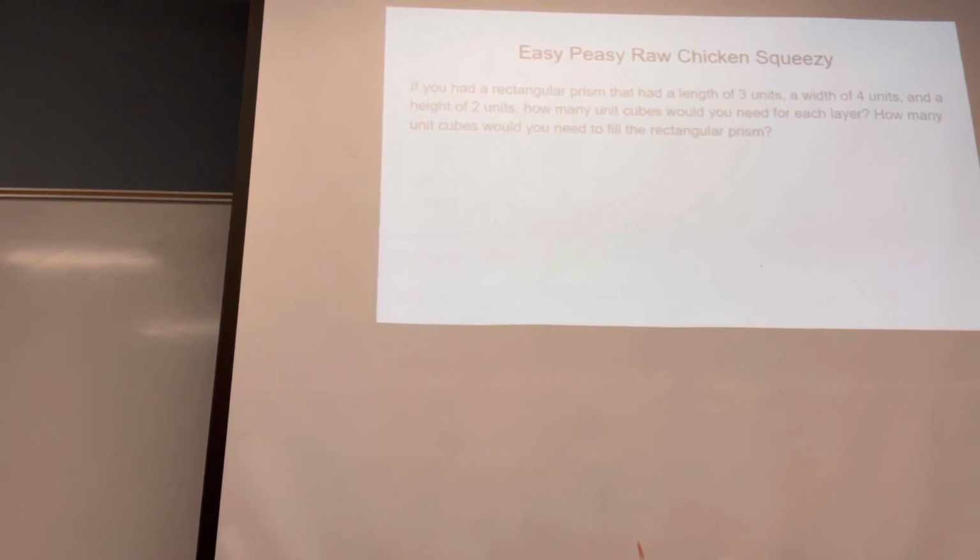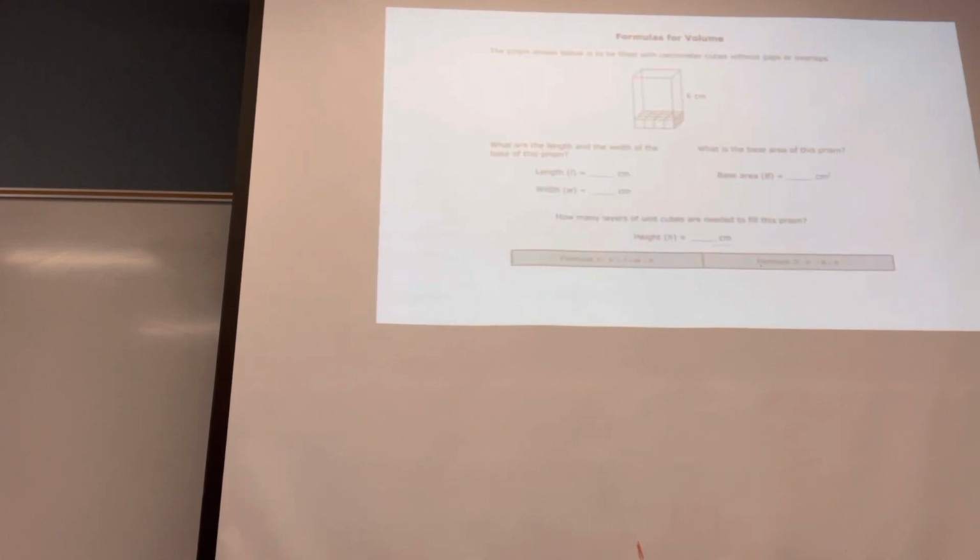How many unit cubes would you need to fill the entire rectangular prism? Sam? 24 cubes total, because there are two layers. Kenna told us there were 12 each. Yeah. Elsa told Kenna, and Kenna told us that each layer had 12 cubes. And then Sam, because he actually read the problem, realized that there were two layers.